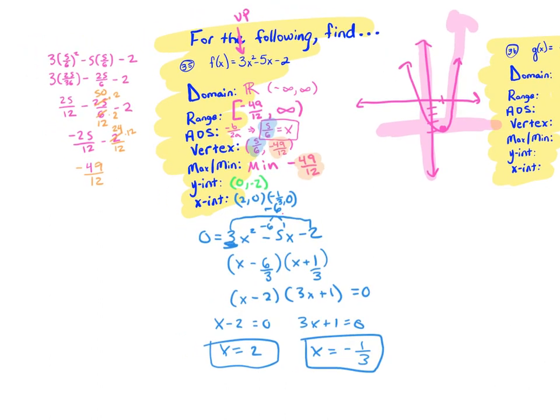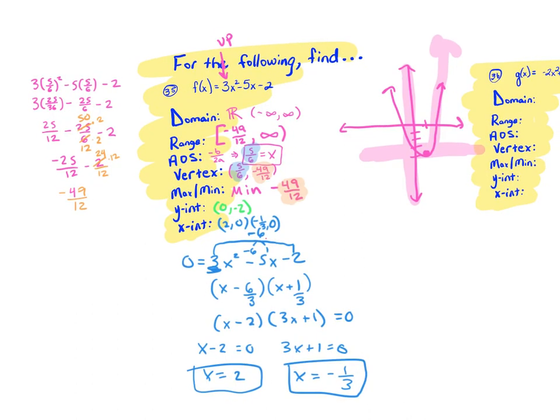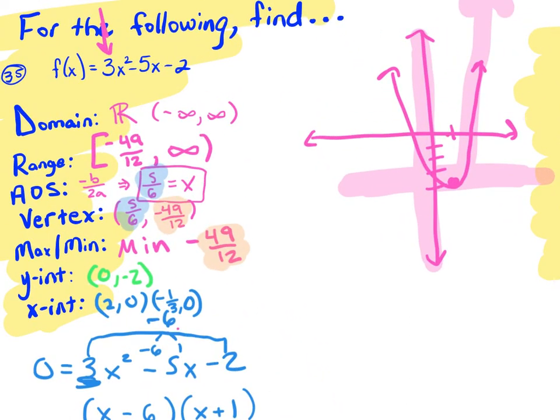All right, so that one's 35. The question was, can we repeat how to find the range? So for the range, we're looking at the y values of our graph. Where does our graph start? What y value does it start at, and what does it end at? We always start with our smallest y value, so our smallest y value is here. Our graph starts at this point. So that y value was negative 49 over 12.